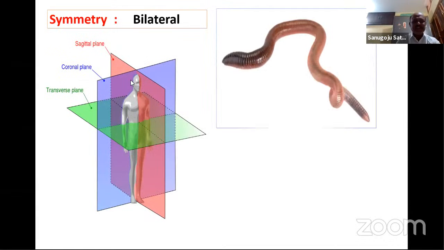Next, these are having the bilateral symmetry. If we cut in a longitudinal axis, the body is divisible into two equal halves. That is called bilateral symmetry. Bilateral means equally divided into two parts. That means the earthworms or any annelid are possessing the bilateral symmetry. It is the general character of this phylum.